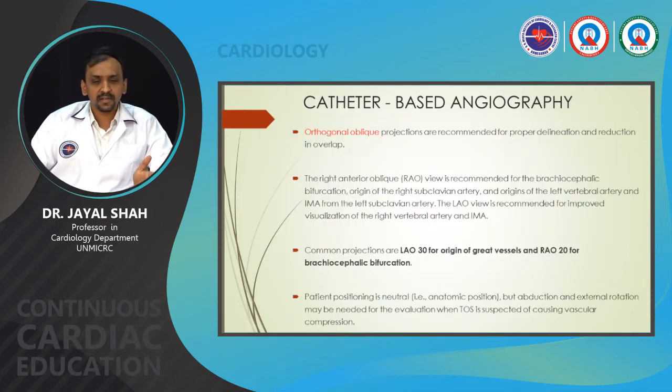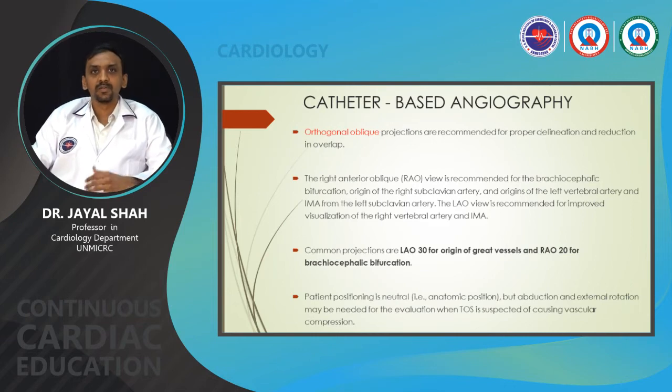For catheter based angiography, as far as projections and views are concerned, orthogonal oblique projections are ideal for proper delineation and for reduction of overlap. The RAO view is particularly recommended for the brachiocephalic bifurcation, the origin of the right subclavian artery, and the origins of the left vertebral artery and IMA from the left subclavian artery. The left anterior oblique projection is particularly recommended for the right vertebral artery and RIMA. So common projections are LAO 30 degrees for the origin of the great vessels and RAO 20 degrees for the brachiocephalic bifurcation.